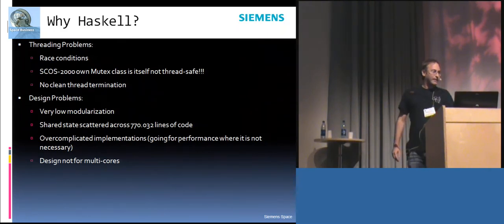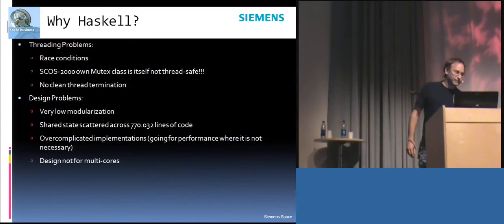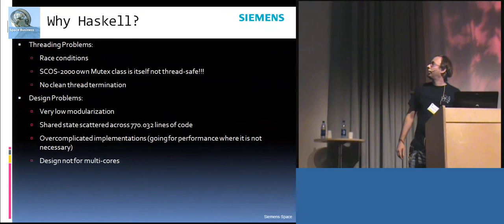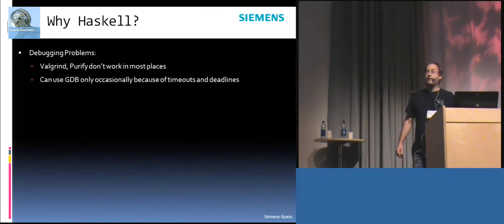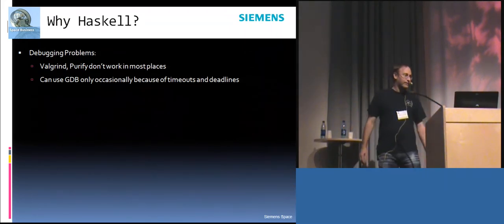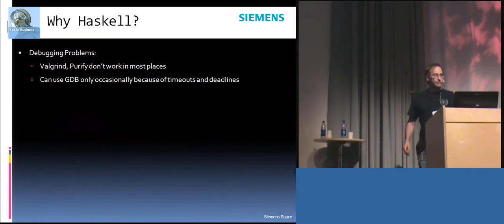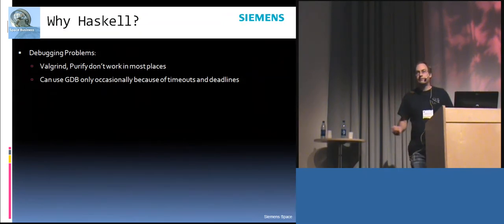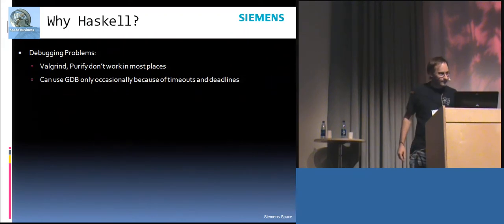We have no clean thread termination, we have very low modularization, we have shared data scattered across 770,000 lines of code. You have premature optimization problems, and this was not designed for multicores, so that's all the challenges we have today. And it can even get worse because we can't use tools like Valgrind or Purify. They don't work in most places. And we also can't use GDB except occasionally because we have timeouts and deadlines. So if you hit the breakpoint, you miss the deadlines.